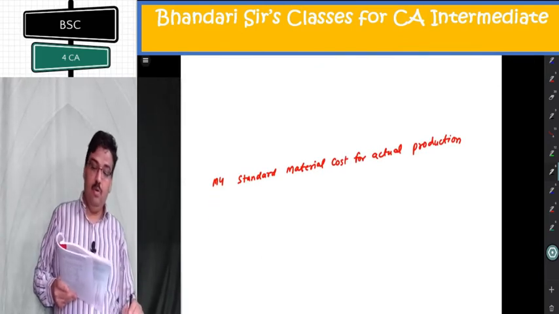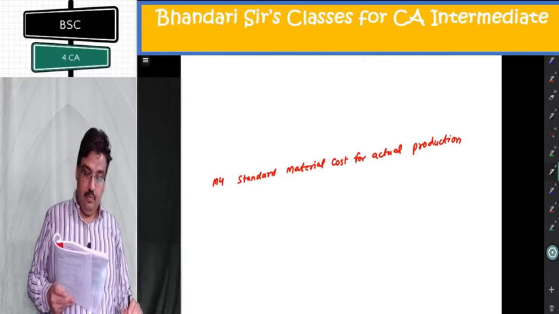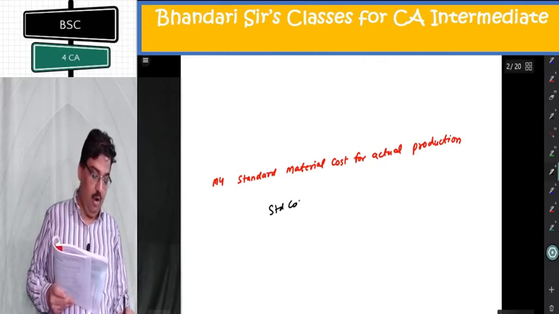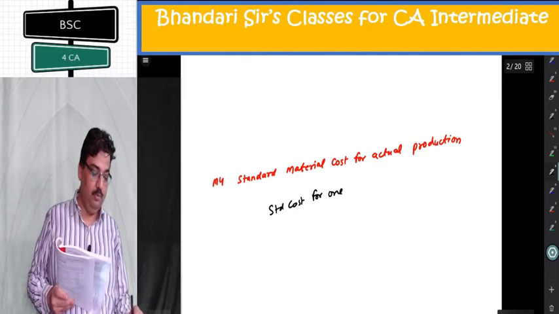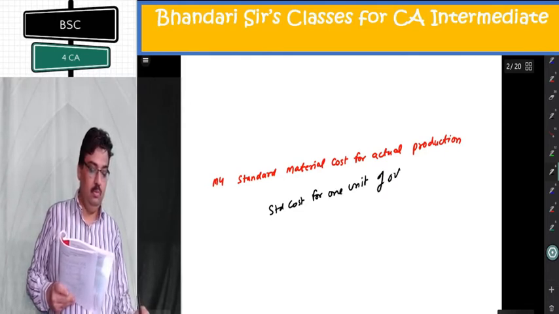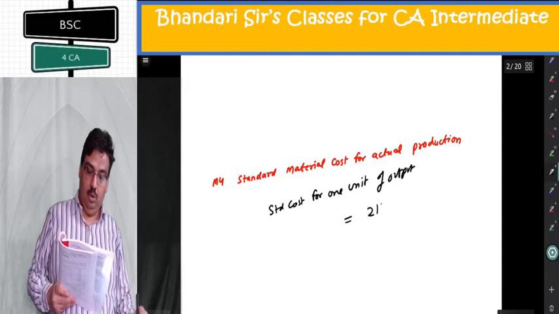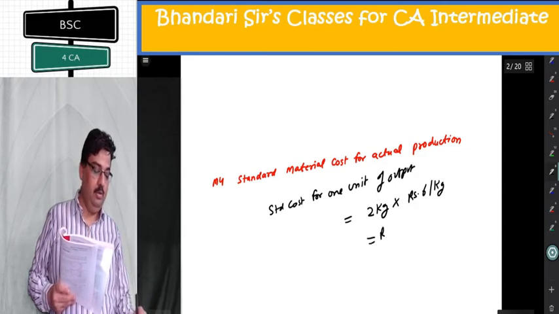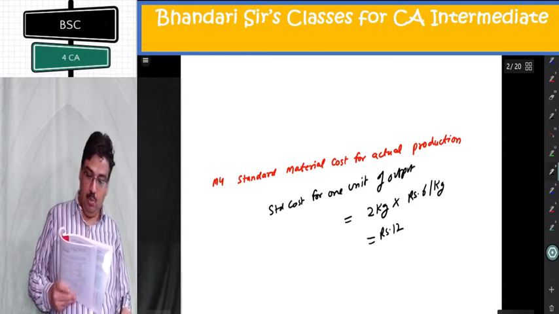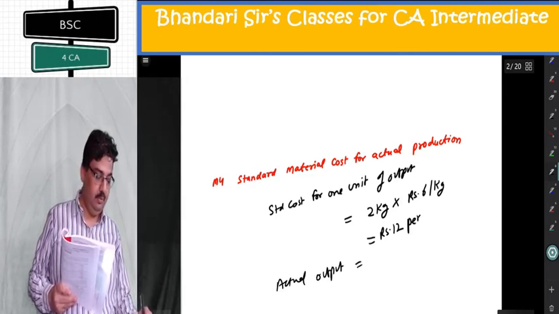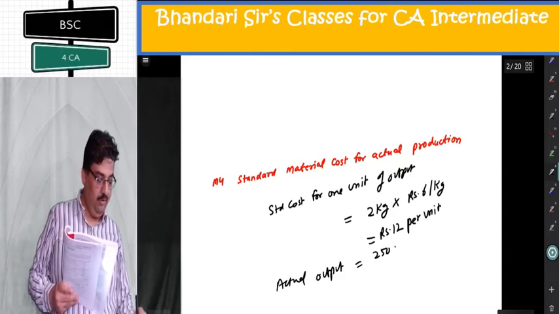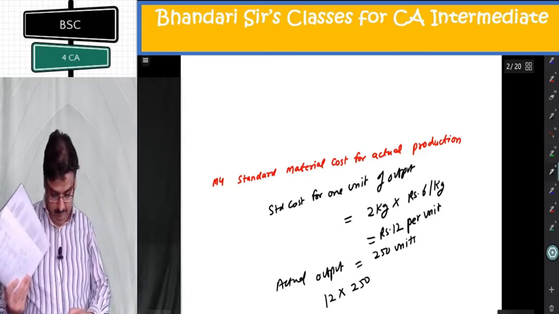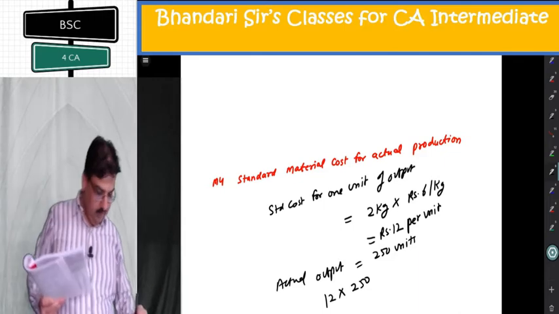M4, standard cost for 1 unit of output. Two kg multiplied by rupees 6 per kg, 12 rupees. Actual output, 250 units. 12 into 250, 3,000 rupees.